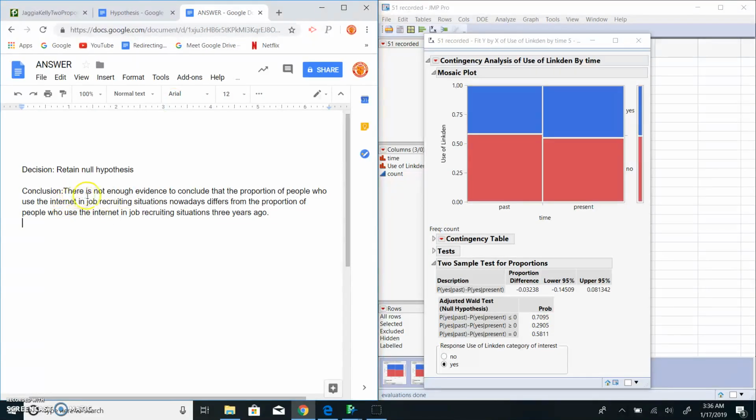We can say, there is not enough evidence to conclude that the proportion of people who use the internet in job recruiting situations nowadays differs from the proportion of people who used the internet in job recruiting situations 3 years ago.